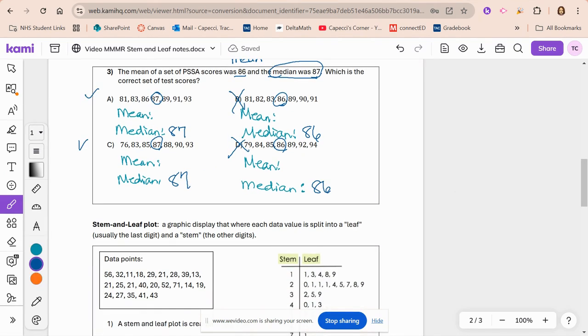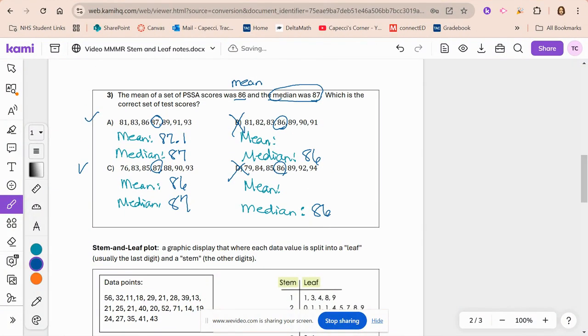Now remember, we're going to add them all up and divide by the number of test scores. So when we do that for letter A, we get the mean is 87.1. And letter C, we get the mean is 86. So again, I look back to what they're asking, and they want the mean of 86 and the median of 87, and that is letter C.